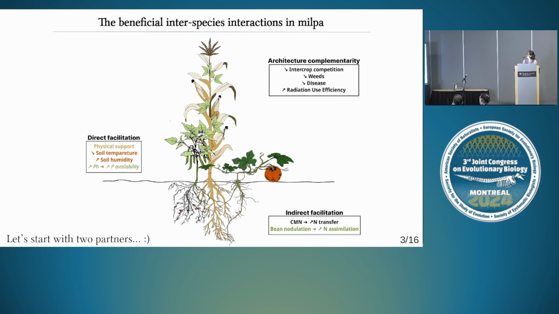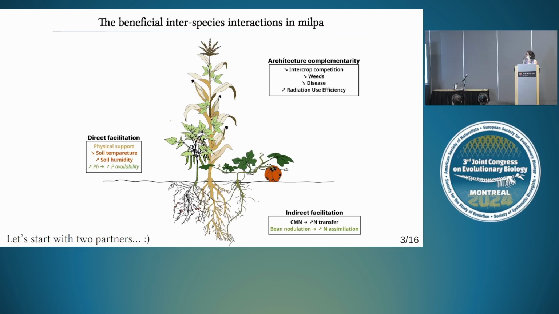And so if we try to understand what explains the success of milpa, it has been shown that several beneficial mechanisms occur among the three crops. So the first is the complementarity of the three plant architectures that will lead to a decrease of competition among the three, but also to an increase in the competitiveness of the system toward weeds. It also limits the spread of diseases due to physical barrier effects that each plant plays for the others.